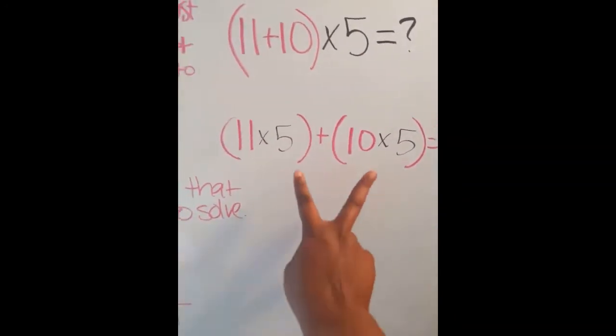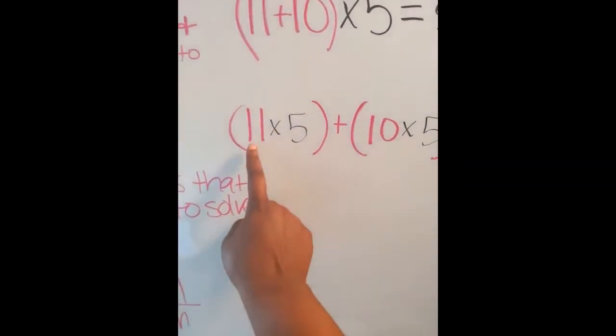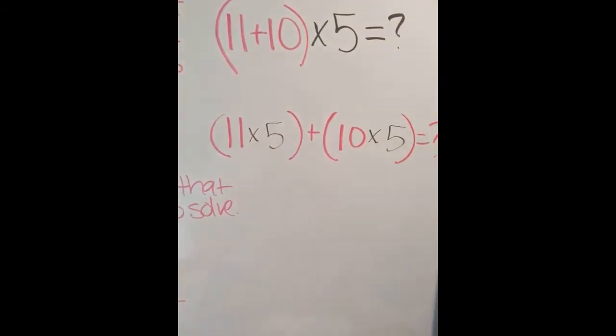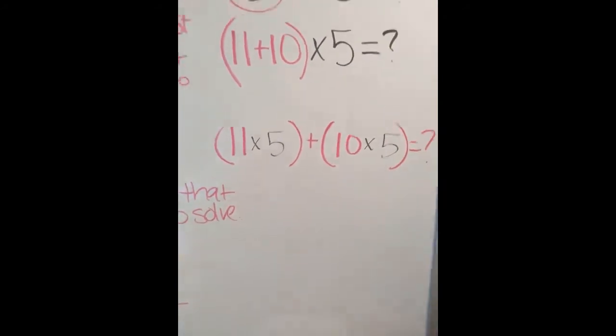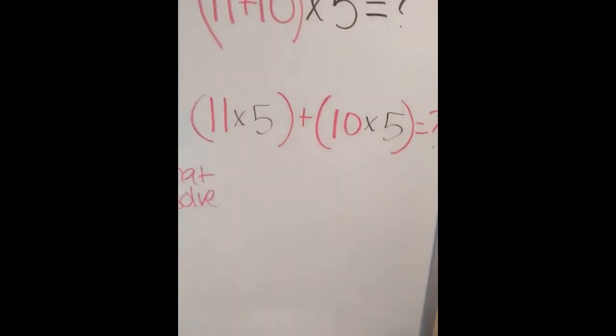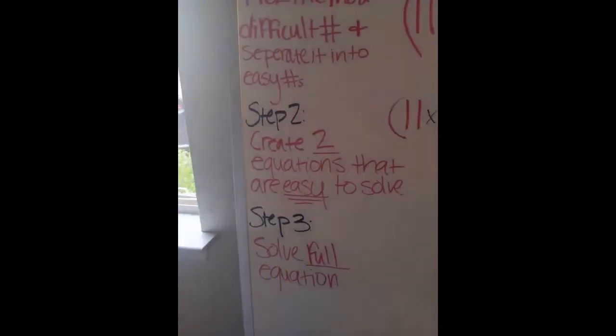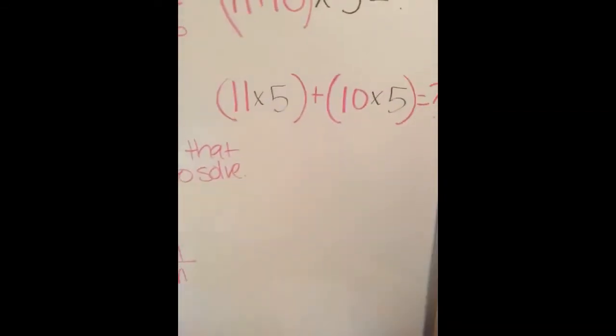And here, in these two equations, we do. We have our 11 and 10 broken down because we wanted to break down the 21. And then we have the times 5 because we were always multiplying that number by 5. So now that step 2 is completely done, we move on to step 3.